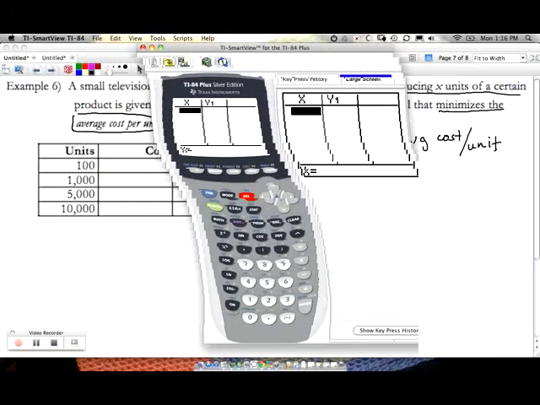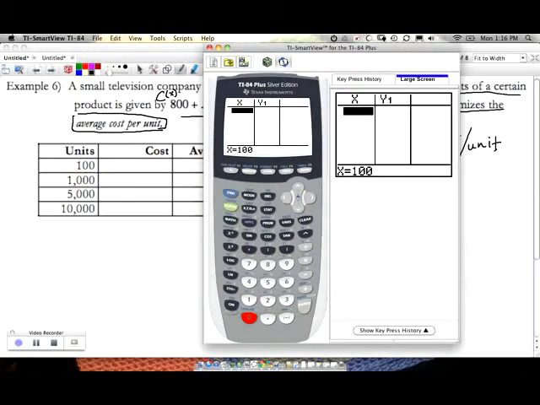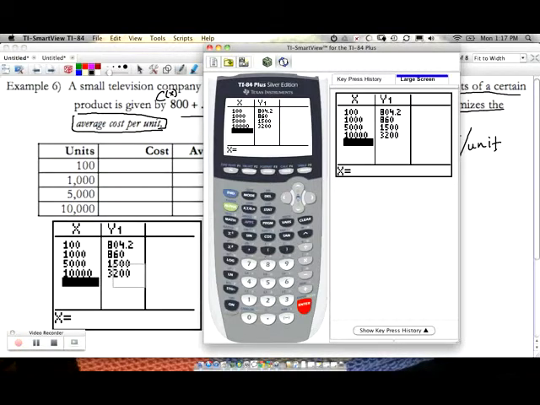And while I'm at it, I'm going to plug in the other ones as well. 1,000, or the other 4, I guess, however many. 1,000 units. Then we're looking at 5,000 units and 10,000 units. So now if I drag this over here, we have this much, but then the interesting piece is the average cost.